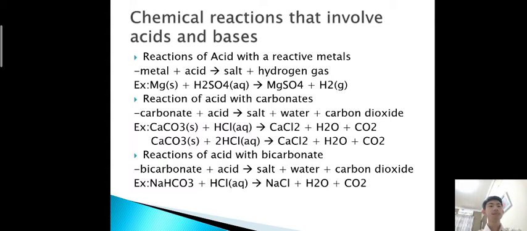The third one is the reaction of acid with bicarbonate. The formula is bicarbonate plus acid forming salt plus water plus carbon dioxide. For example, NaHCO3 plus HCl in aqueous form forming NaCl plus H2O plus CO2.